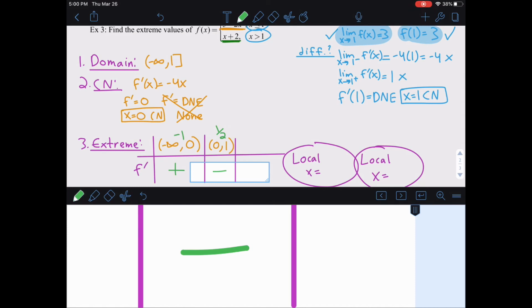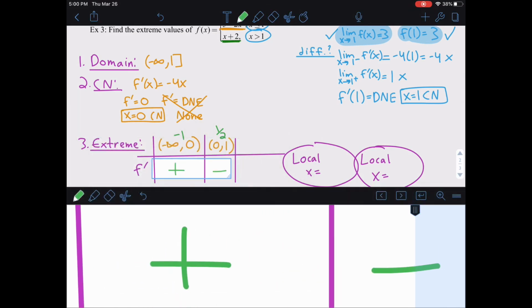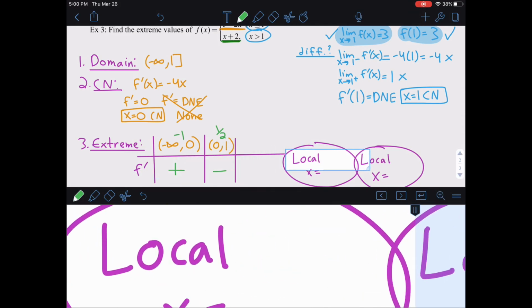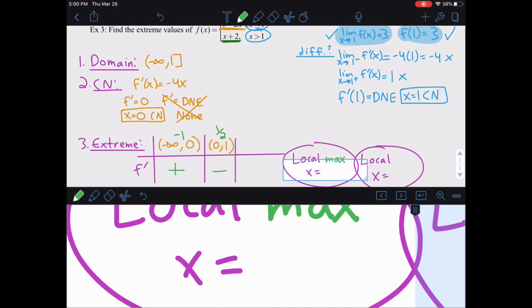So what does that tell me? Well, all of that is going to tell me that if the derivative is going positive to negative, then that means I'm going to have at least a local maximum at x equals 0.